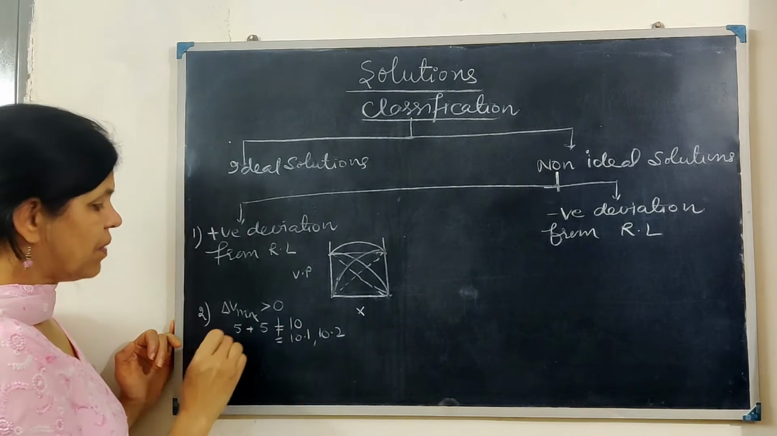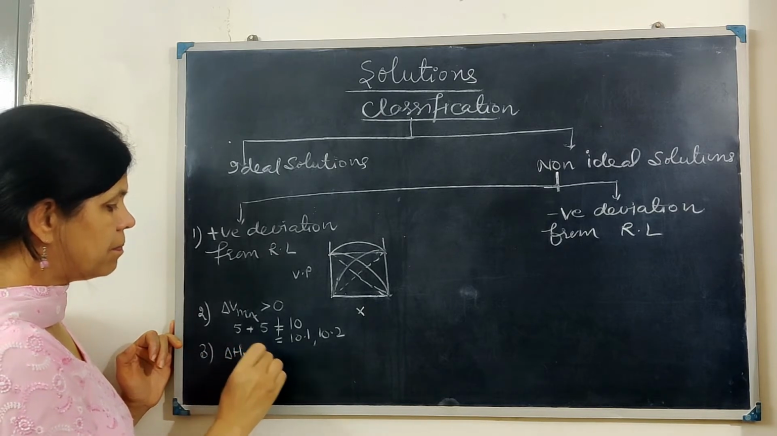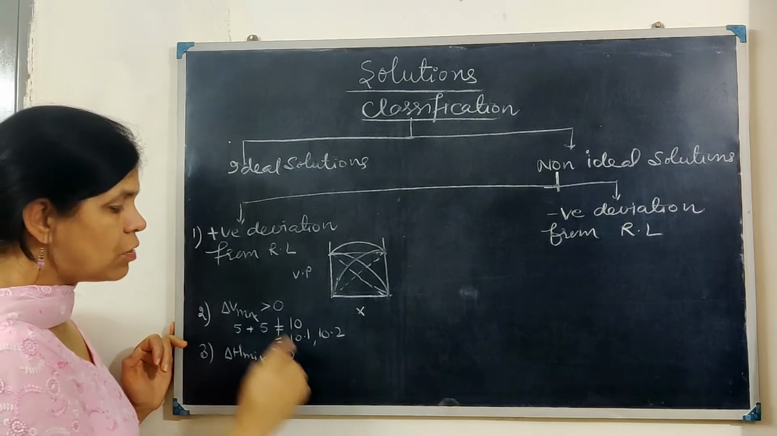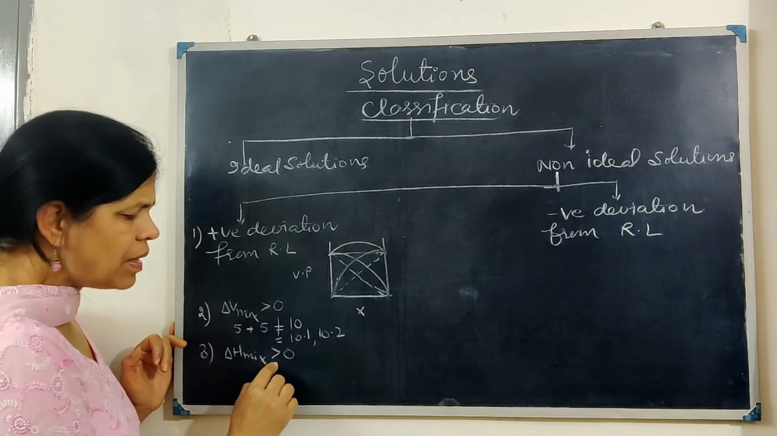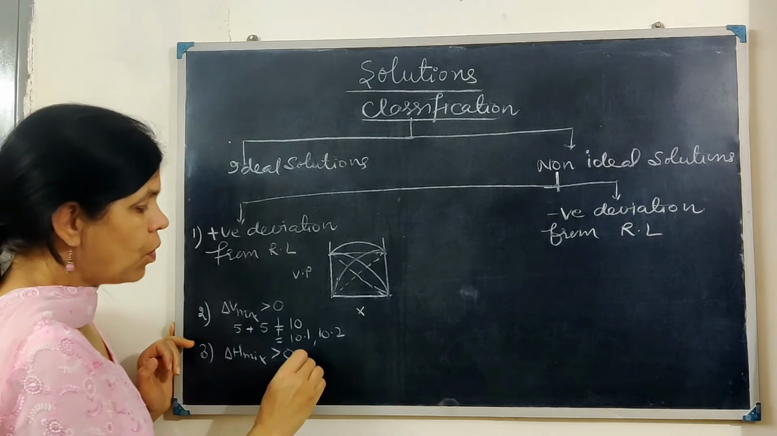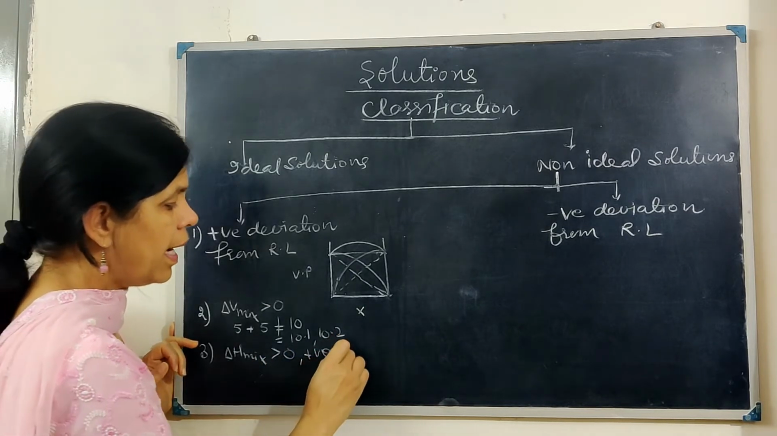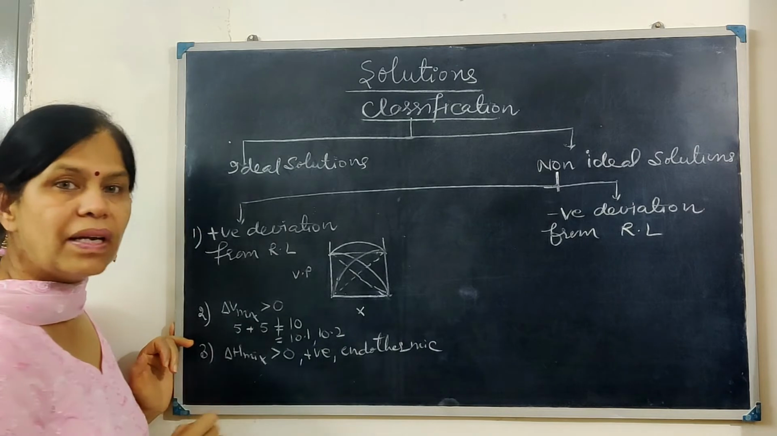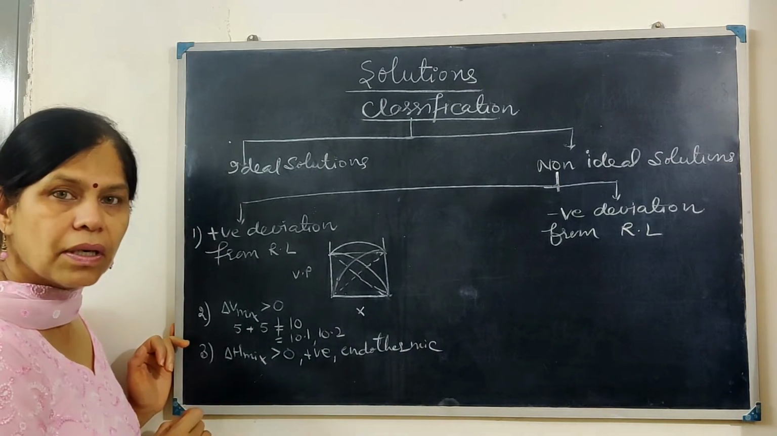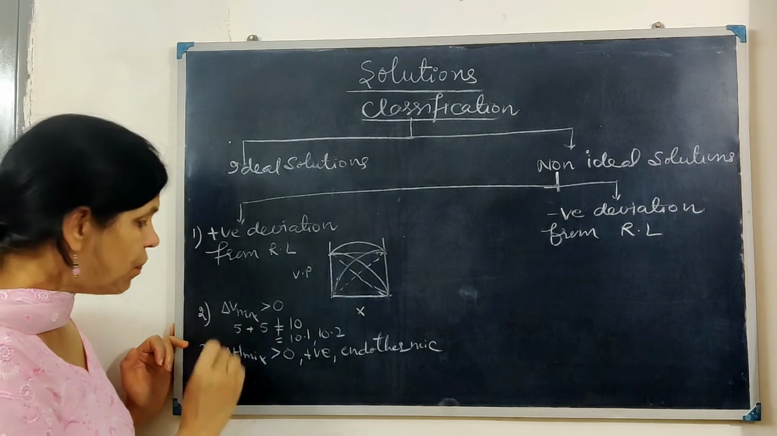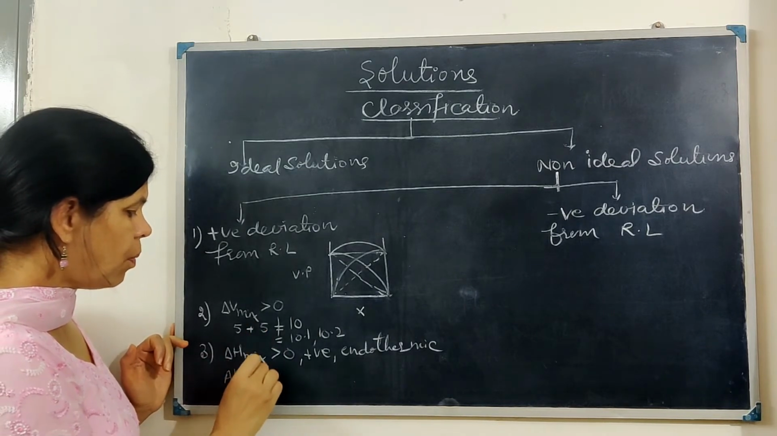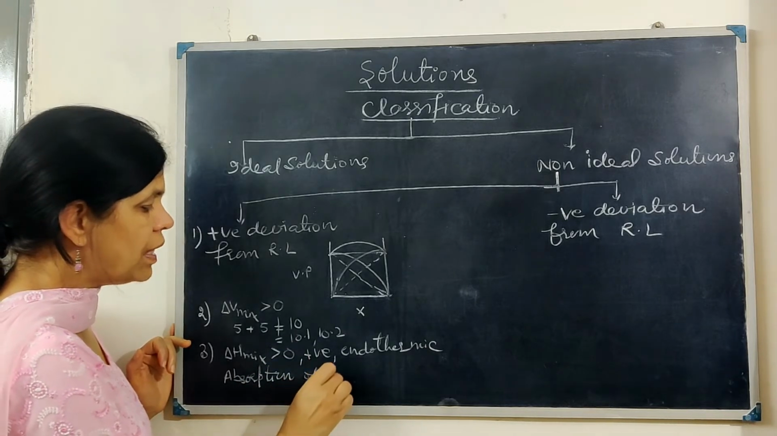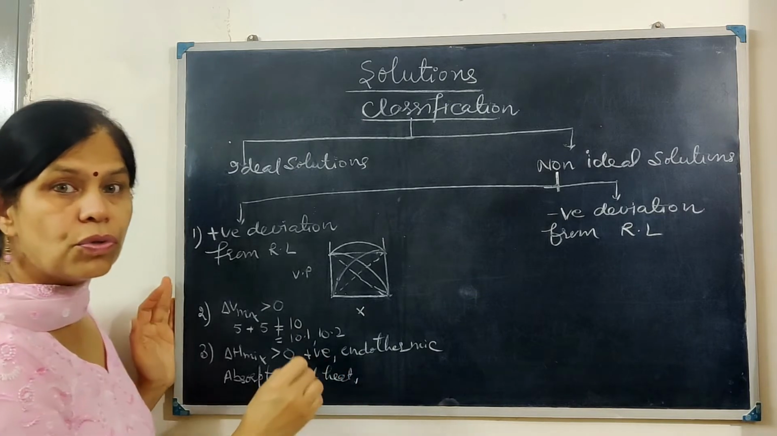The third condition is delta H mixing is also greater than 0, because it is positive deviation. So delta H mixing is also positive. Positive means it is an endothermic reaction. You have already done this in junior classes. What happens in an endothermic reaction? They are carried out with absorption of heat. So when the two components are mixed together and absorption of heat by the system takes place, then the solution becomes cold.